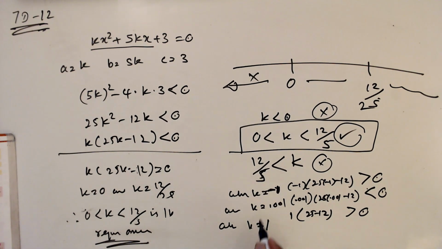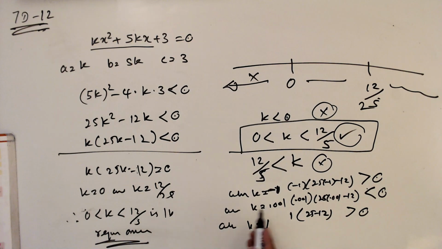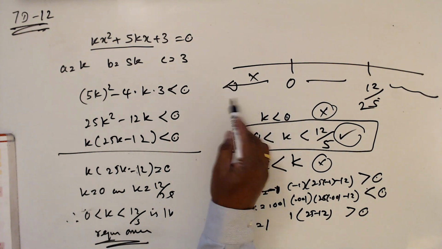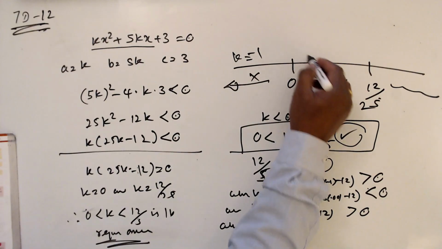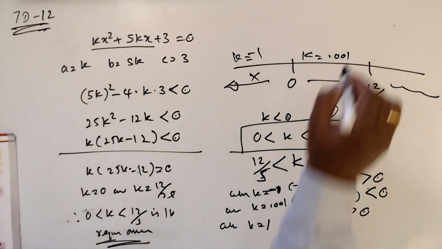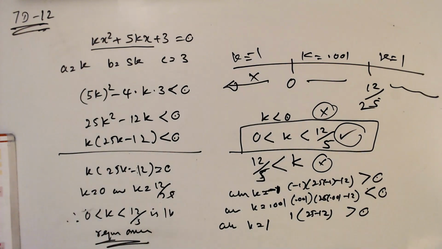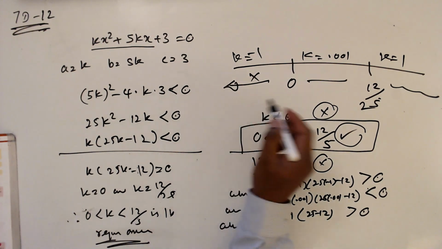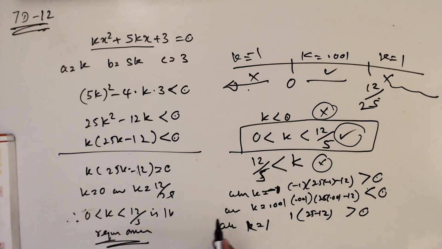So you have to do this calculation and show that you pick a value from this area. K equals minus 1, then you pick a value like 0.001. You have to convince your argument, and you have to take k equals 1. And then this is wrong, this is wrong, this is the only relevant area.